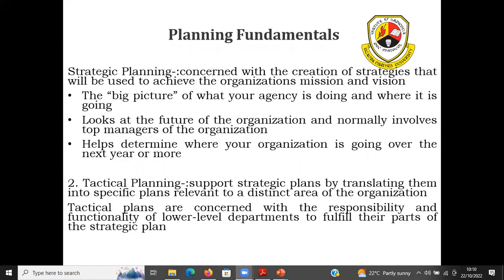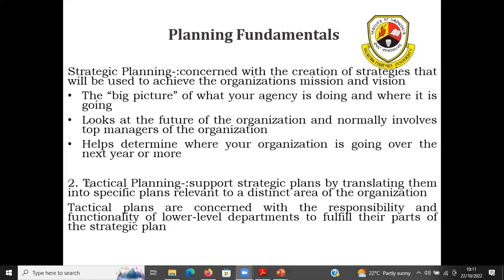Now, let us look at planning fundamentals. There are three of them. We have the first one, which is strategic planning. So this one is concerned with creation of strategies that will be used to achieve the organization's mission and vision. So we look at the future of the organization, and this is normally done by top management. You look at the bigger picture of what your agency is doing and where it wants to go. So you build these strategies to help determine how the organization is going to act in the next 2, 3, 4 years in order to achieve that objective. That strategic planning is essentially going to guide how your organization is going to act. What actions is it going to take?